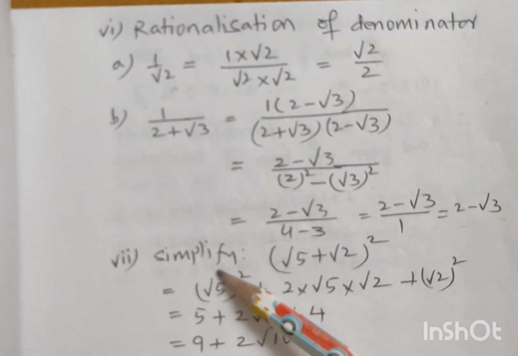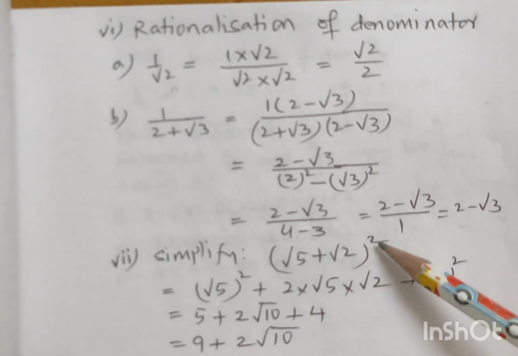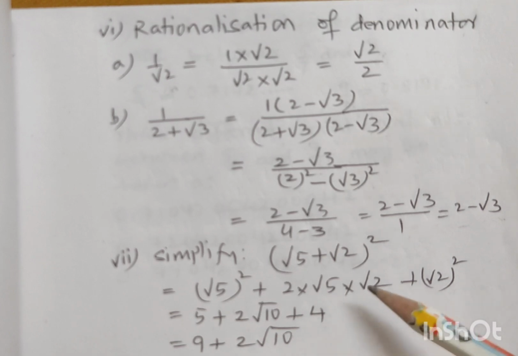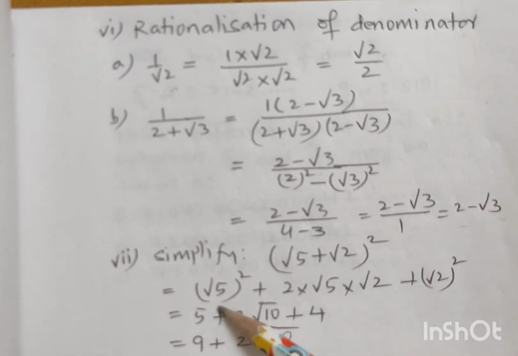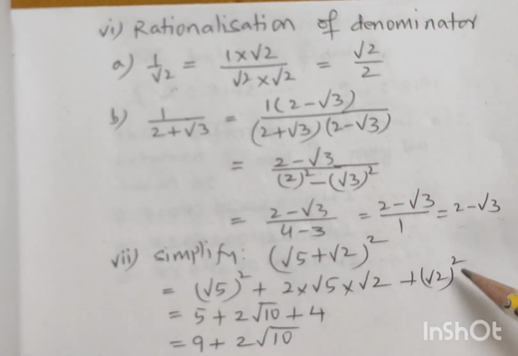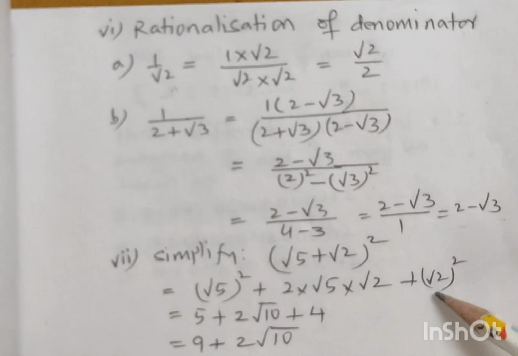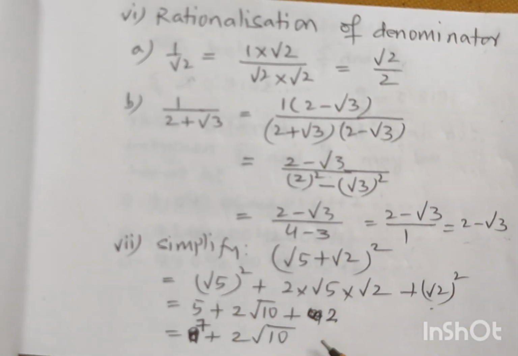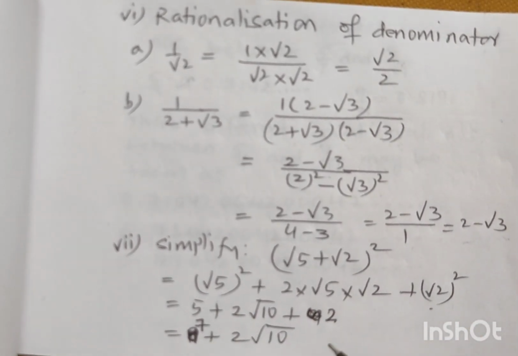Another example, simplify root 5 plus root 2 whole square. The a plus b whole square formula is applicable for irrational numbers also. So this is a square plus 2ab plus b square. Root 5 square is 5. Root 2 square is 2. So 5 plus 2, 7 plus 2 root 10.